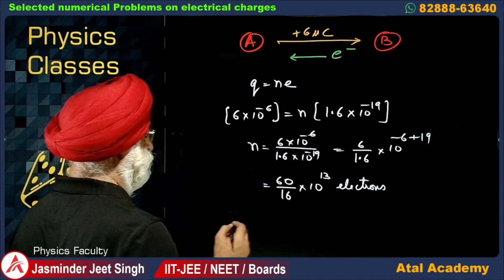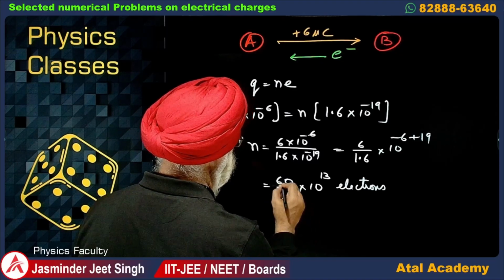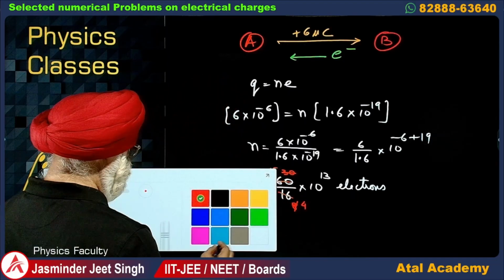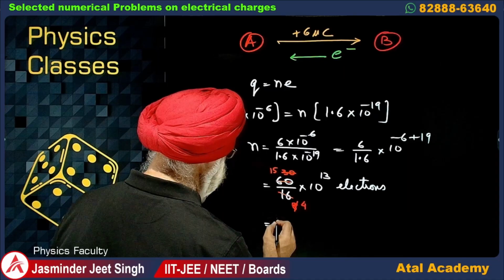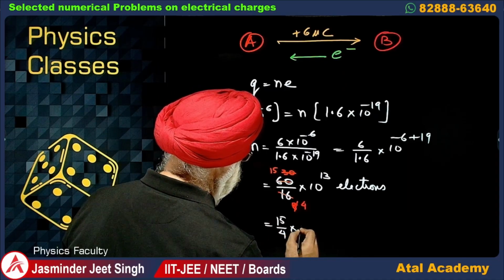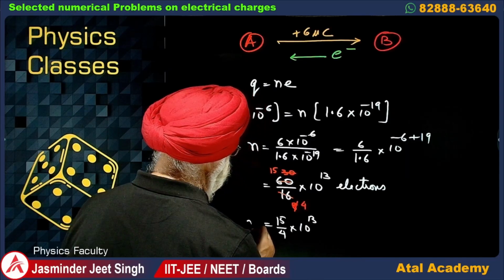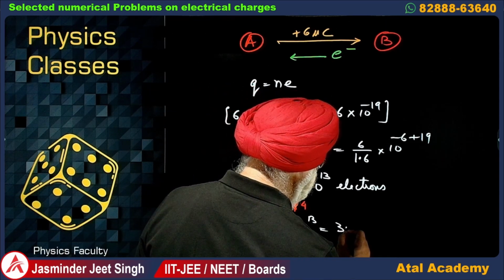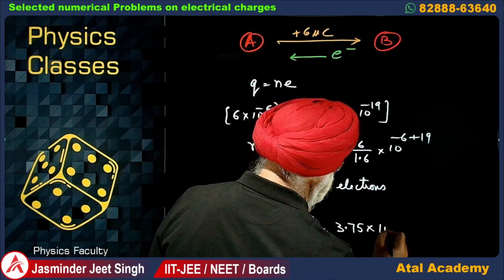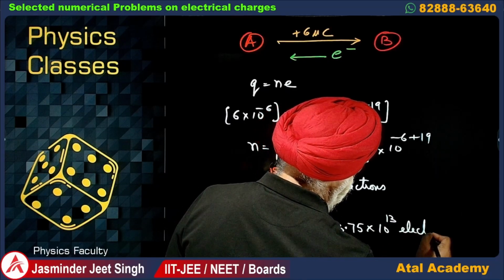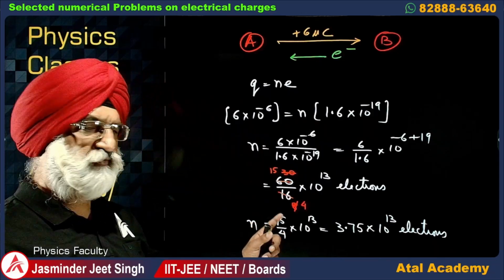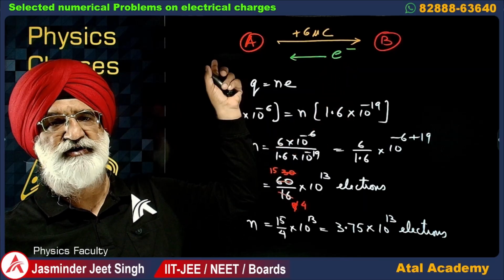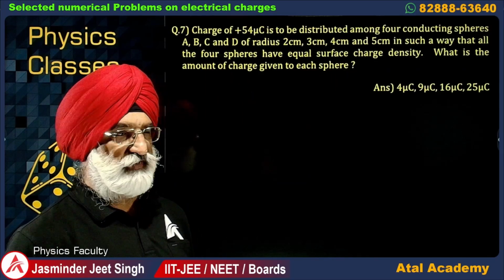And we can cut it here. 8 it will be 30, 4 it will be 15. It will be 15 upon 4 into 10 to the power of 13 electrons, number of electrons. 15 upon 4, it will be 3.75 into 10 to the power of 13. That means 3.75 into 10 to the power of 13 electrons will be going from the conductor B to the conductor A.